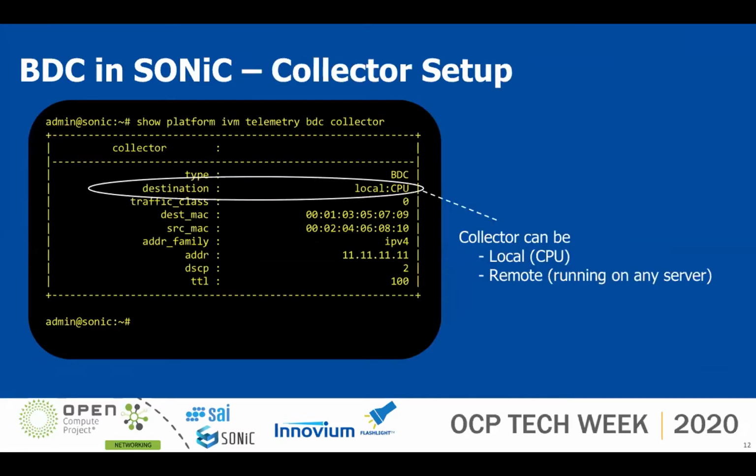So once the BDC is set up, it will generate telemetry packets as needed without software or microcontroller intervention. The collector, as mentioned earlier, can be either local or remote to the switch, and it's purely a matter of configuration by the user. To configure the collector, the user specifies the type of destination. In this case, the destination is a local CPU. The user will also configure the traffic class, the destination MAC of the next hop, the source MAC of this device, as well as the IP address of the collector. Additionally, the DSCP and TTL of the telemetry packet is also configured. So now let's take a look at what is the information seen by the collector.